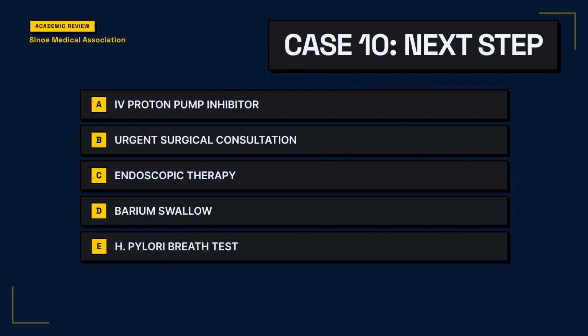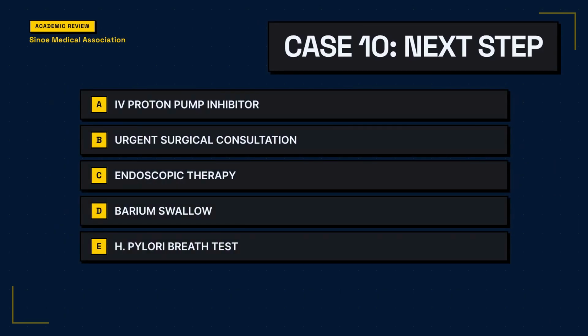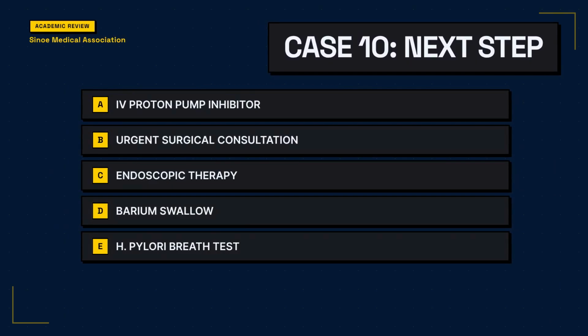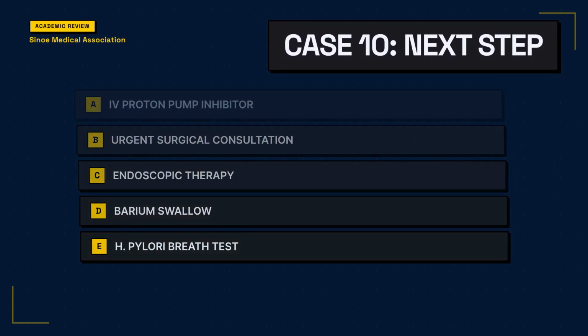A, intravenous proton pump inhibitor, B, urgent surgical consultation, C, endoscopic therapy, D, barium swallow, or E, H. pylori breath test. Pause and select. The correct answer is C, endoscopic therapy. For an active upper GI bleed, endoscopy is both diagnostic and therapeutic. PPI is used adjunctively, but the immediate management is stabilization and endoscopic control.